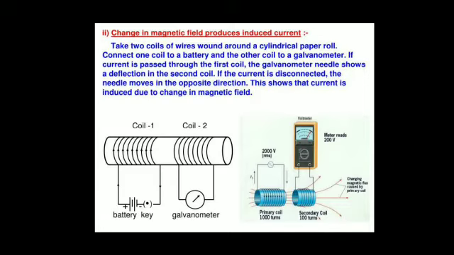Change in magnetic field produces induced current. Take two coils of wires wound around a cylindrical paper roll. Connect one coil to a battery and the outer coil to a galvanometer. If current is passed through the first coil, the galvanometer needle shows a deflection in the second coil. If the current is disconnected, the needle moves in the opposite direction. This shows that current is induced due to change in magnetic field.